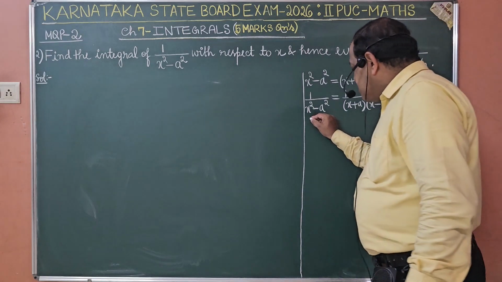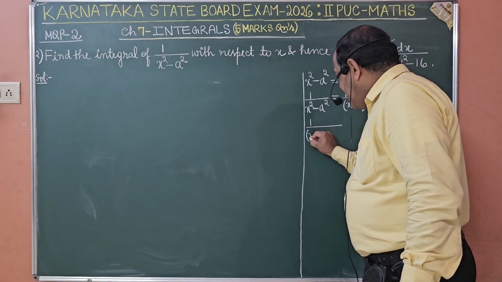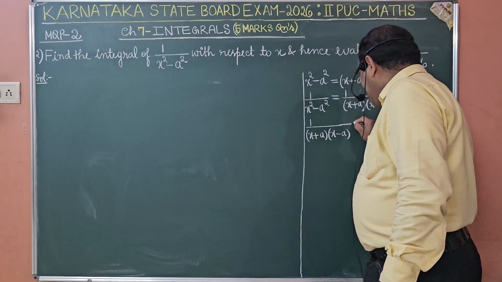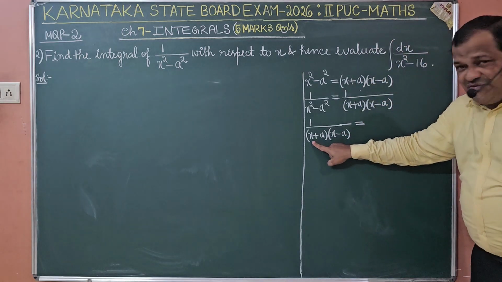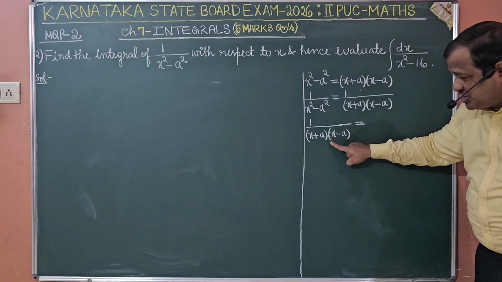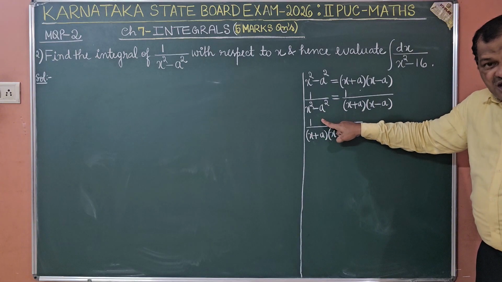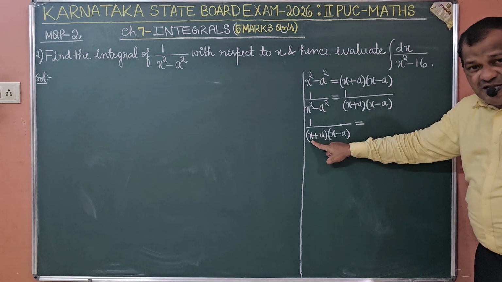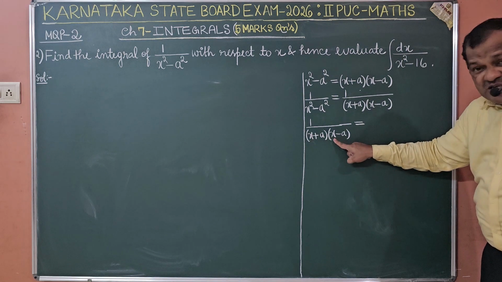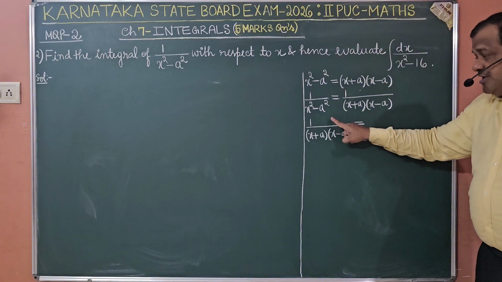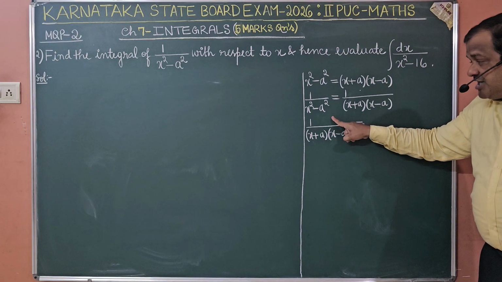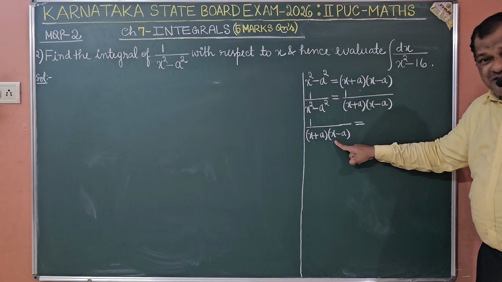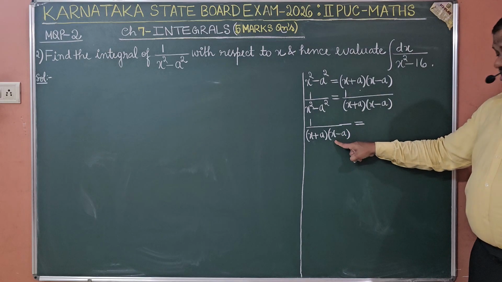Therefore, I will take this separately, 1 by x plus a into x minus a. First, it is a proper fraction. Degree of the polynomial present in the numerator is 0. Denominator degree of the polynomial, x into x, x square, we get 2. Therefore it's a proper fraction, because the degree of the polynomial present in the numerator is less than the degree of the polynomial present in the denominator.